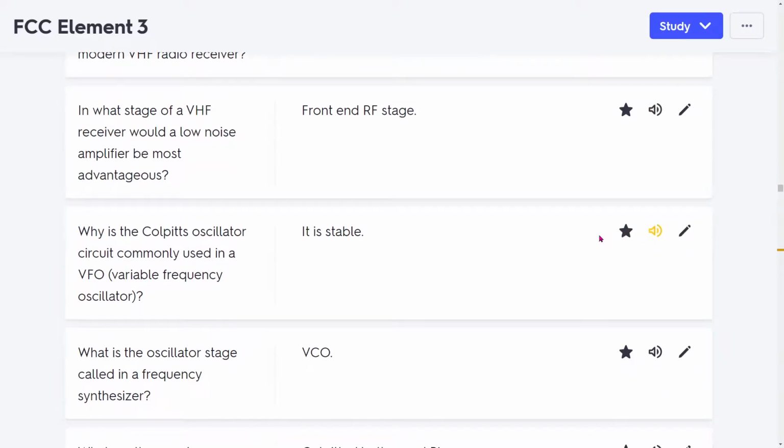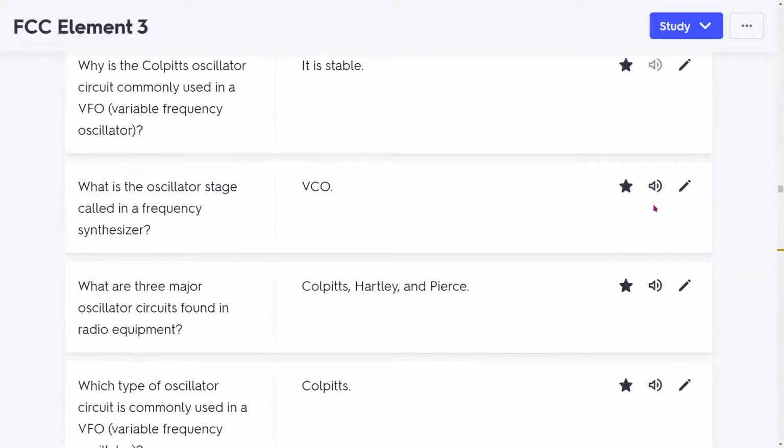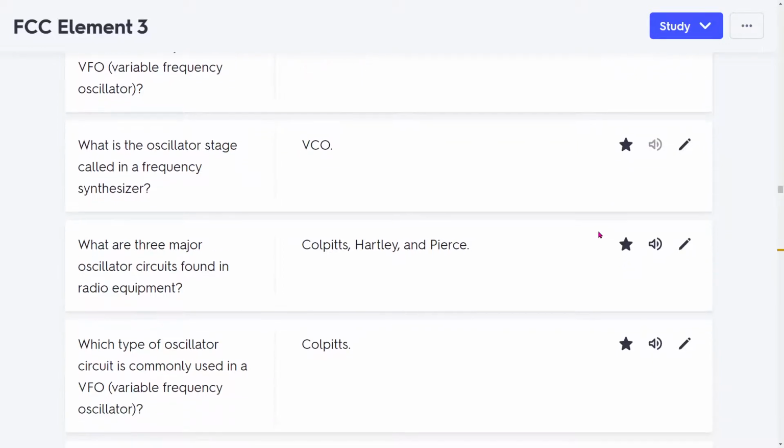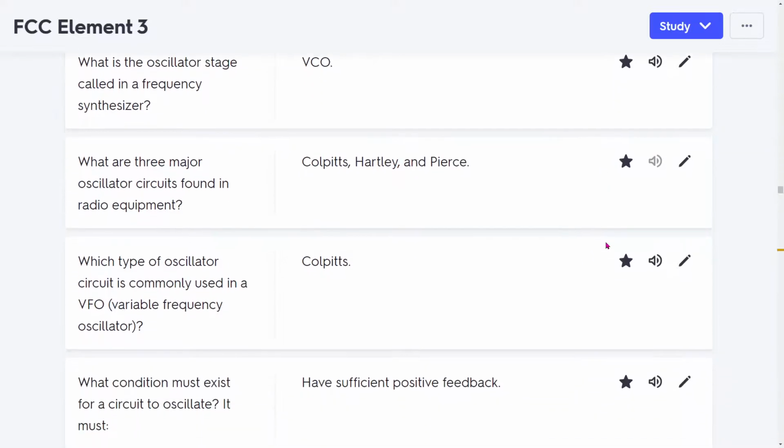Why is the Colpitts oscillator circuit commonly used in a VFO? It is stable. What is the oscillator stage called in a frequency synthesizer? VCO. What are 3 major oscillator circuits found in radio equipment? Colpitts, Hartley, and Pierce. Which type of oscillator circuit is commonly used in a VFO? Colpitts.